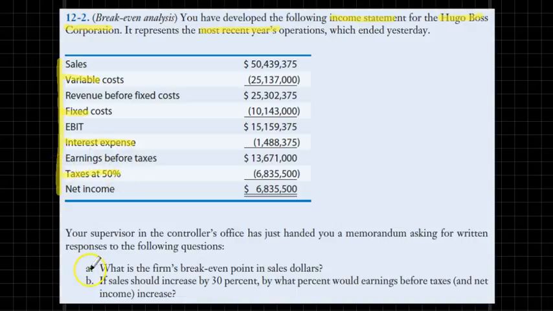So we have two objectives in this problem. The first objective being that we need to figure out the break-even point sales dollars for the company, and second of all, we want to have a scenario analysis and figure out what would be the increase in earnings before taxes should sales increase by 30%. Regarding part A, it's quite clear to apply the formula directly, and I will go ahead and do that now.